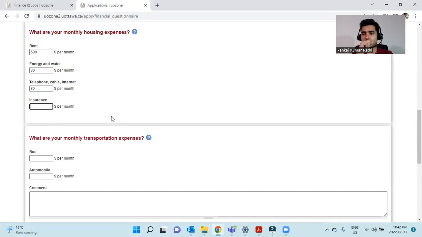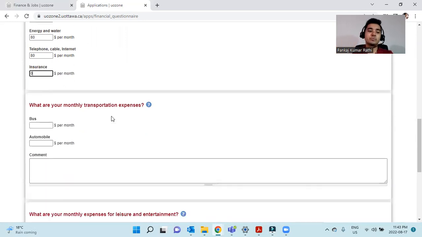And insurance. Do you have any external insurance other than UHIP? Don't include UHIP insurance per month here. If you have taken any other insurance apart from the insurance provided by the university, do mention it here. If not, mention it as 0.